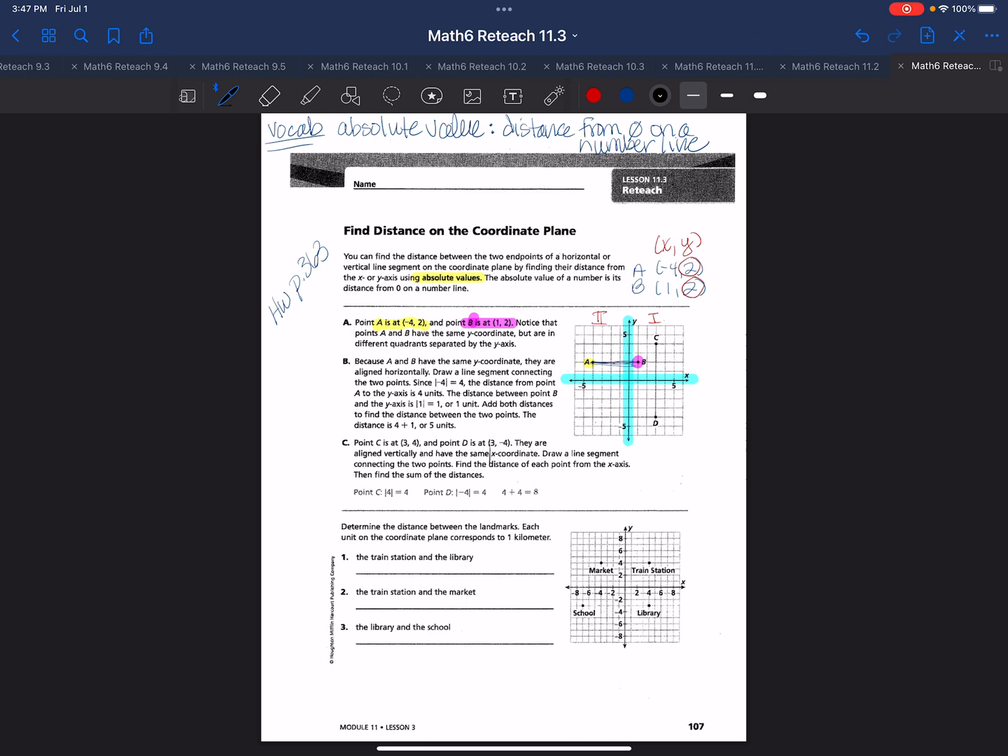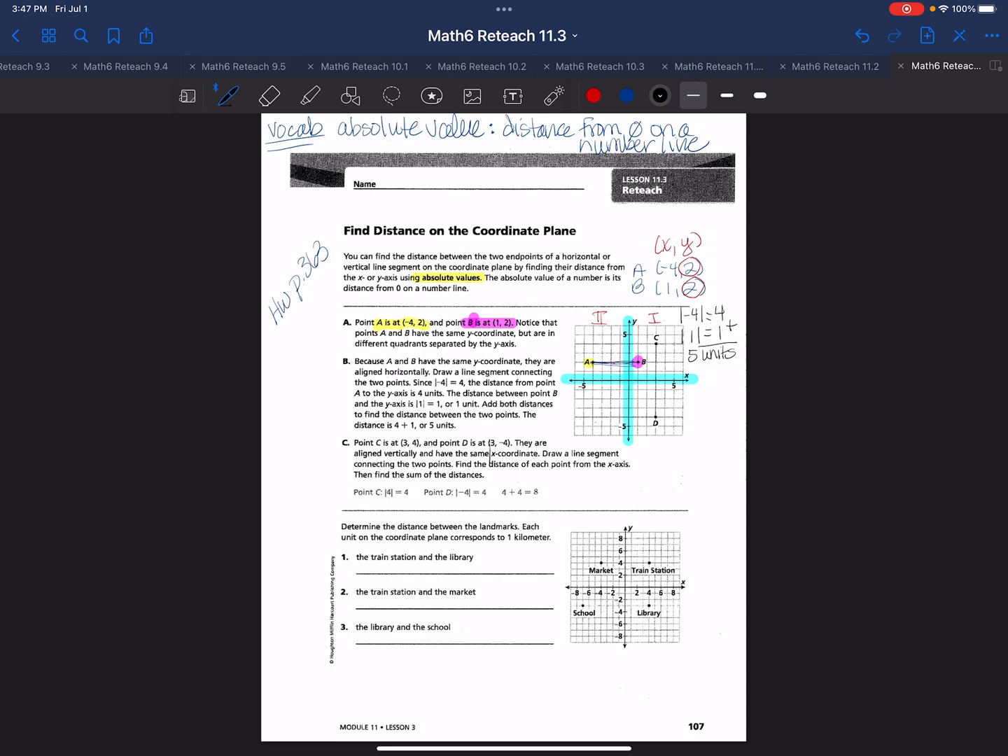And then it says we need to go ahead and look at the x values. And we need to take the absolute value of the x coordinates, which is -4 and 1, the absolute value of each of those. So the absolute value of 4, the distance to 0 would be 4. The absolute value of 1, which means the distance to 0, is 1. Then we want to add them together, and we know that's 5 units.